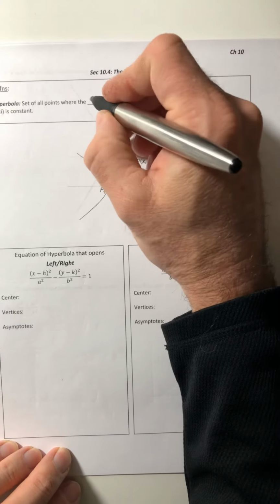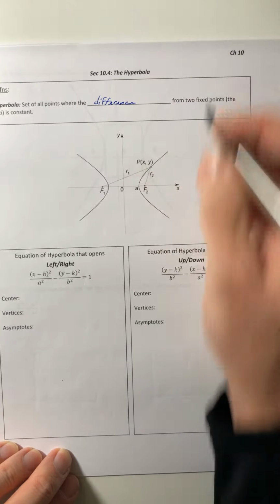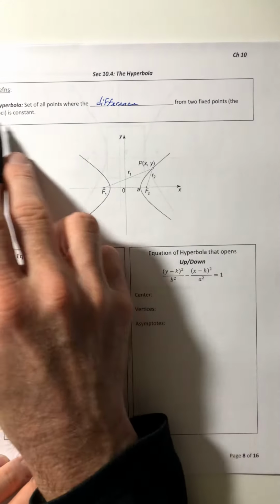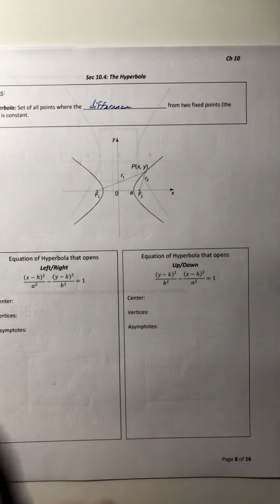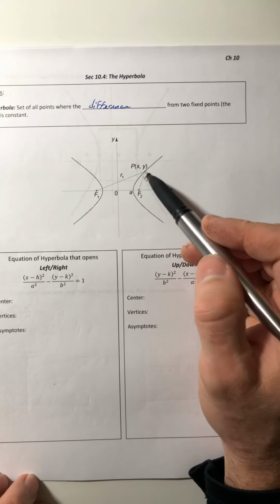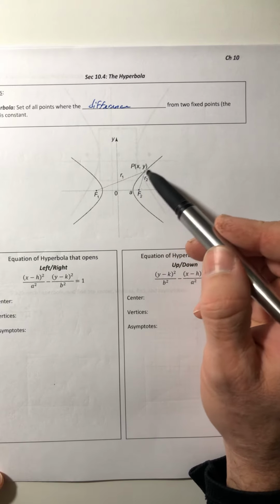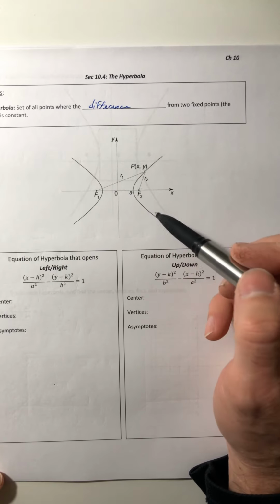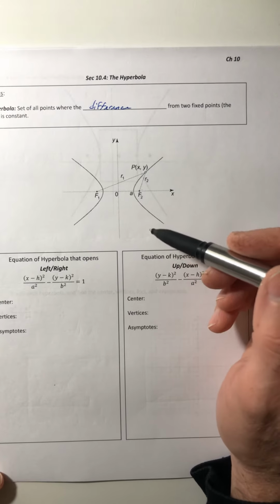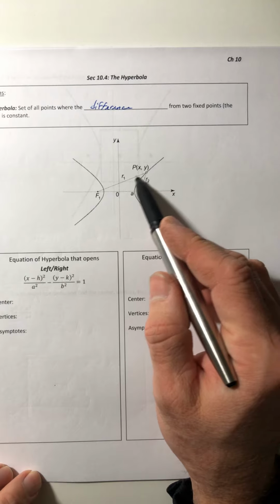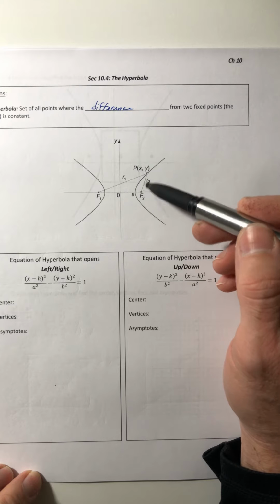It's the set of all points where the difference from two fixed points, or the focus points, the foci, is constant. So let's look at that. You can take any point on the hyperbola and measure the two distances to the two focus points. The focus points sit inside these parabola-like shapes. They're not really parabolas, but they kind of look like it. If you measure from here to here, that would be R1, and from that same point to the other focus, that would be R2.